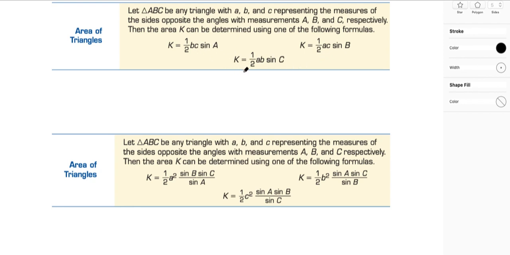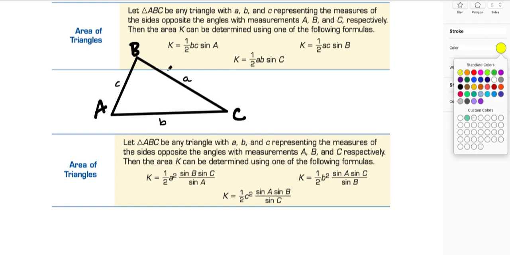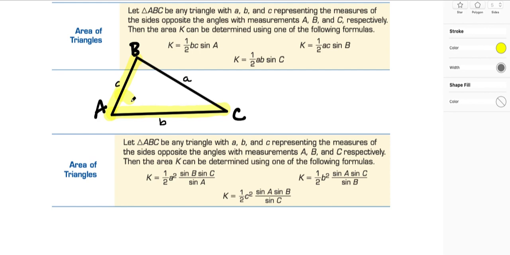The reason we have so many formulas is that it depends on what you're given to be able to determine the area of the triangle. If you're given side b and side c and you have angle A, then you can find the area of the triangle. Let's take a quick look. For instance, if you have side b and side c and you know angle A, notice that the given information has an included angle, so side b, side c, and A. Then you can find the area.